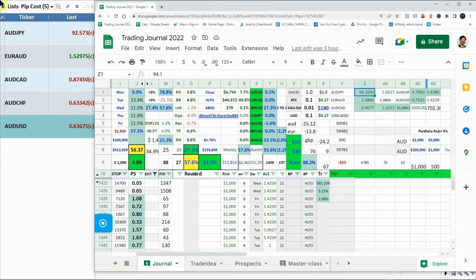Now can you tell me the AUD JPY, what do I write here? Anyone or Ben? 92.57. No, only 2 decimals. Oh, 2 decimals. Then Euro AUD?